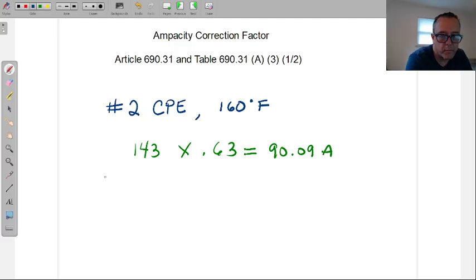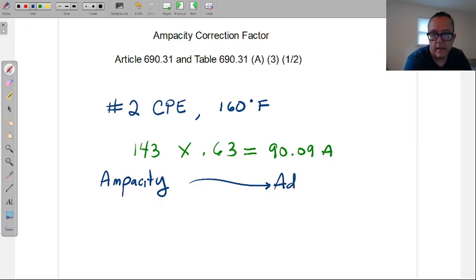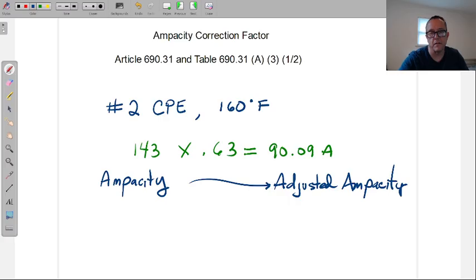All right, so to run through the names again, this is the ampacity of the conductor, and this is the adjusted ampacity, based off, again, the temperature that the conductor is sitting in. All right, so ampacity, adjusted ampacity. All right, good so far.